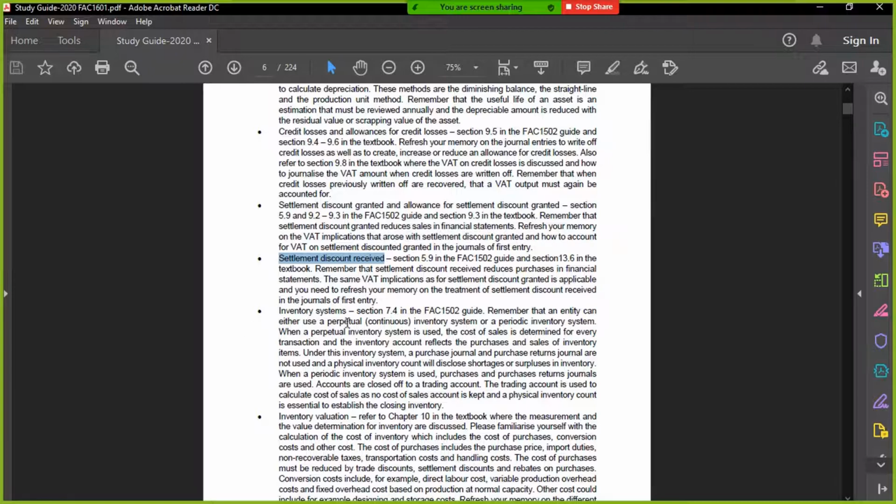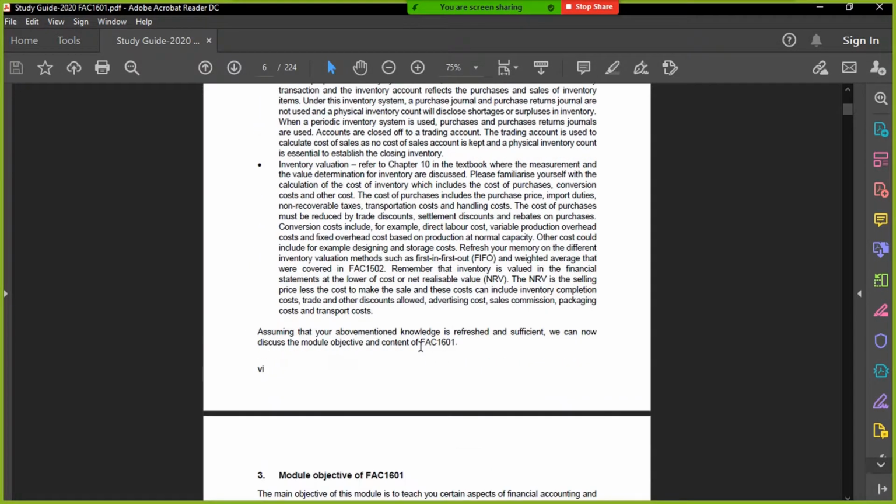Then inventory, we looked at it a bit today. Perpetual and periodic. You'll see your study guide's even asking you to go back and look at it. Make sure you know the difference between perpetual and periodic. I will go through it when we do practical examples. Then they're looking at inventory valuation, FIFO. A little note there about the costs.